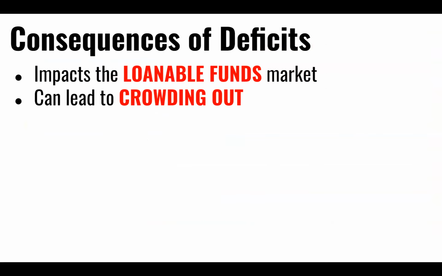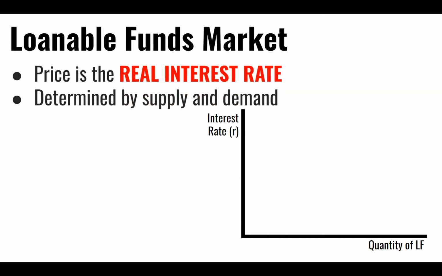So what are the consequences of that decision? Well, our decision to pursue particularly expansionary fiscal policy has an impact on what's known as the loanable funds market and can lead to a situation known as crowding out. The loanable funds market is a market where, for simplicity, we're going to pretend that all loans are done within this single market. So home loans, car loans, student loans, we're just going to aggregate them all together into this thing we're going to call the loanable funds market.